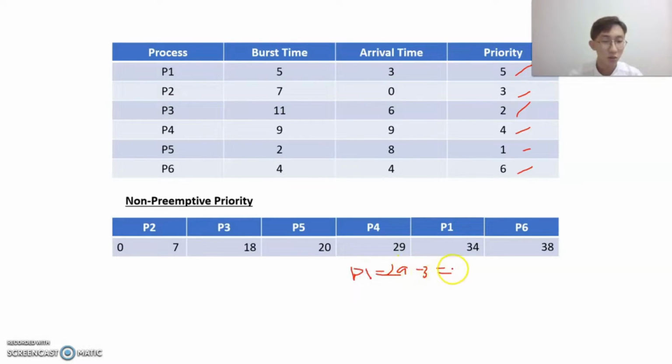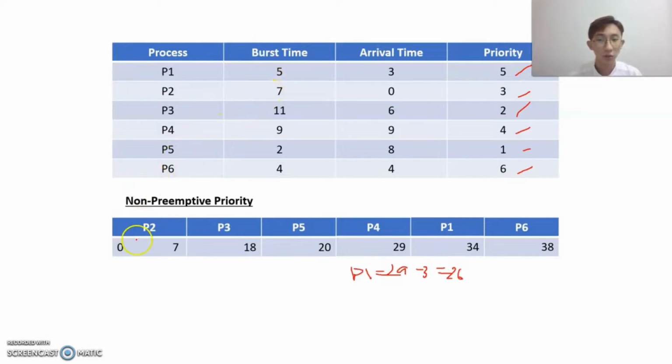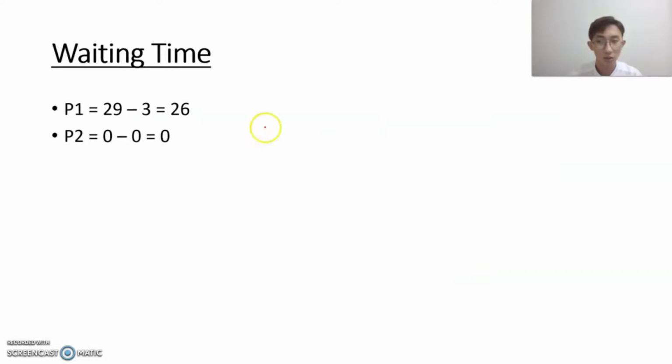29 minus 3 is equal to 26. So the process 1 waiting time is actually 26. Okay, 29 minus 3 is 26. So process 2 arrives at 0 milliseconds and it starts processing at 0 milliseconds. So actually there's no waiting time for process 2.